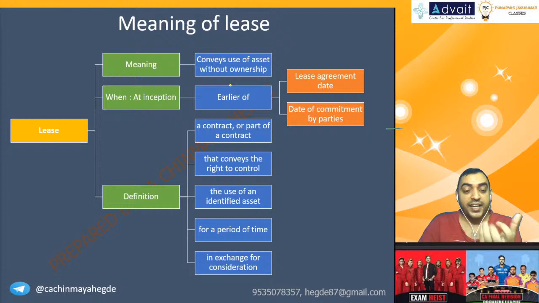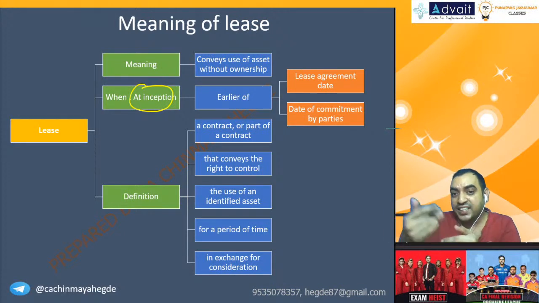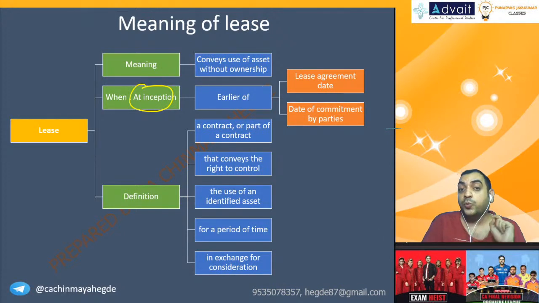So you only get the right to use, but not the right to own. Inception means the earlier of the lease agreement date or the date on which you actually commit yourself. At the inception date you start recognizing all these things, but the accounting happens only from the commencement date. Once the usage starts, at commencement, only then do you pass journal entries. Till then, entries are not passed.